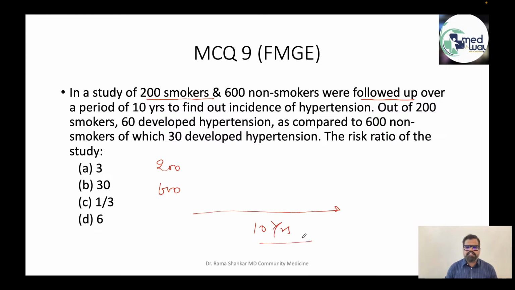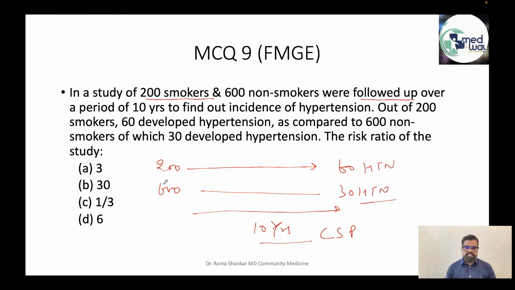10 years. So when you are following up for a period of 10 years, this is a classic example of a cohort study, which is prospective, right? You're following for a period of 10 years. Out of this 200, 60 developed hypertension based on the question information. And out of this 600, 30 developed hypertension.